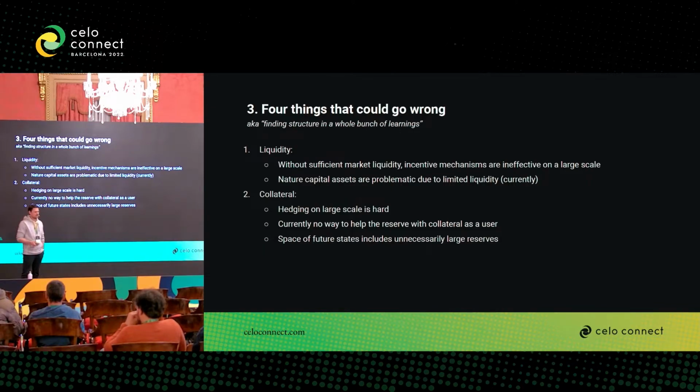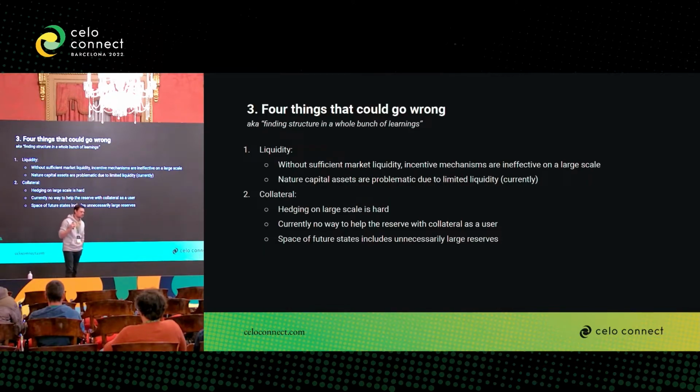Now, some things we learned along the way regarding those two categories, just as examples: with liquidity, natural capital assets are a bit problematic in that regard because they come with very limited liquidity, at least at the moment. So it's definitely a learning that we need to adjust things somehow if we want to allow for natural capital assets to a large extent in the reserve.